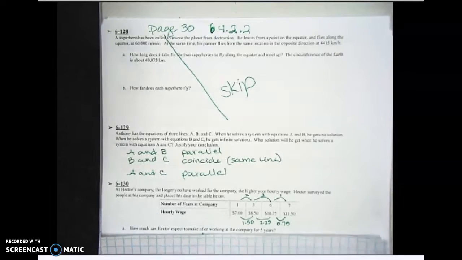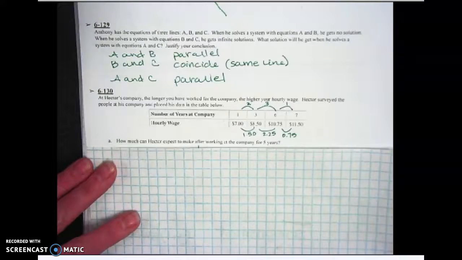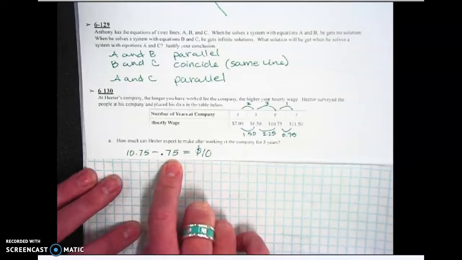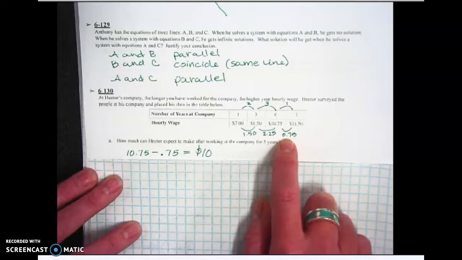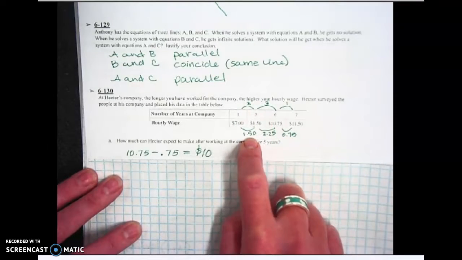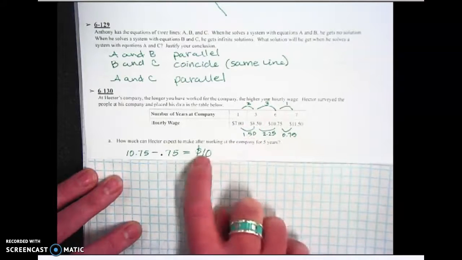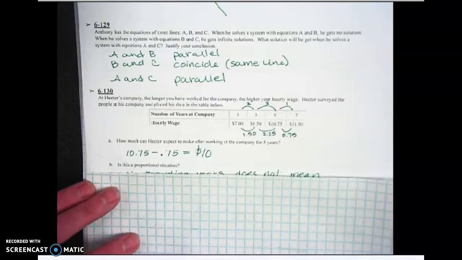All right, so question A says, how much can Hector expect to make after working at the company for 5 years? All right, so here's what I did. I took the $10.75 and I subtracted 75 cents because for 1 year, they're clearly making 75 cents. I tested it right here. $1.50 for 2 years difference, that means 75 cents. So if you subtract 75 cents from $10.75, somebody who's working there for 5 years will make $10.